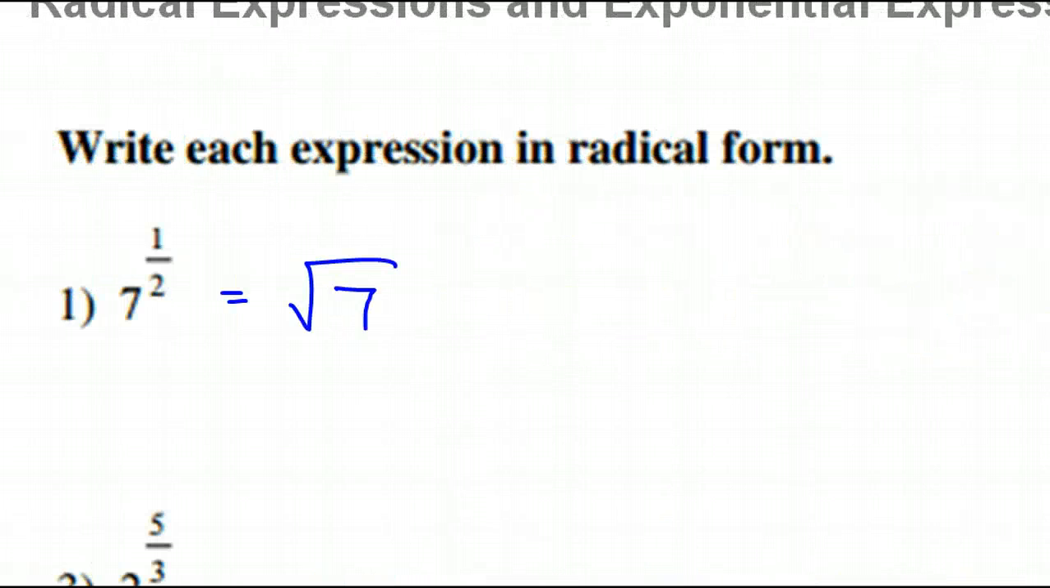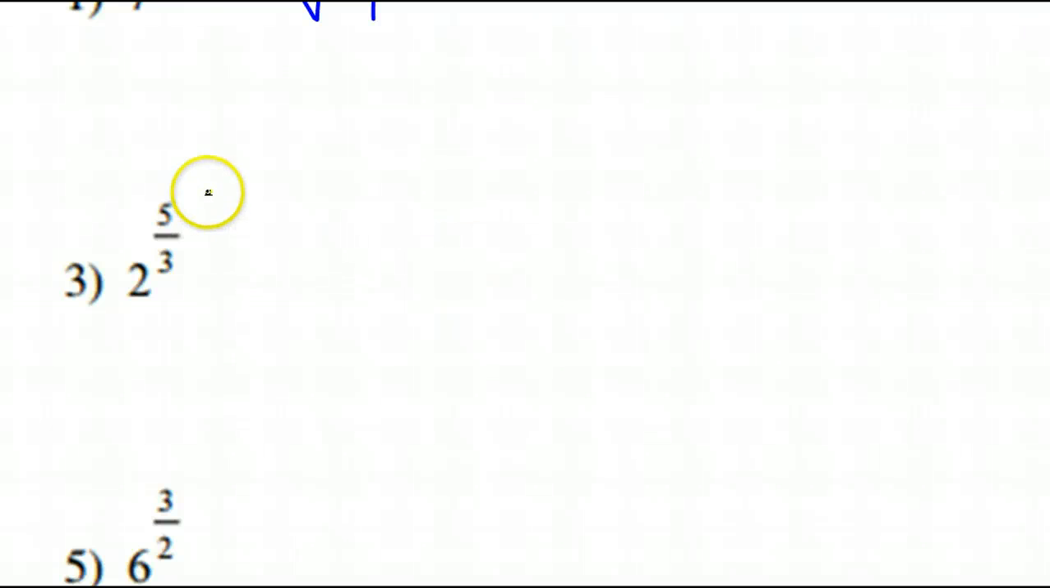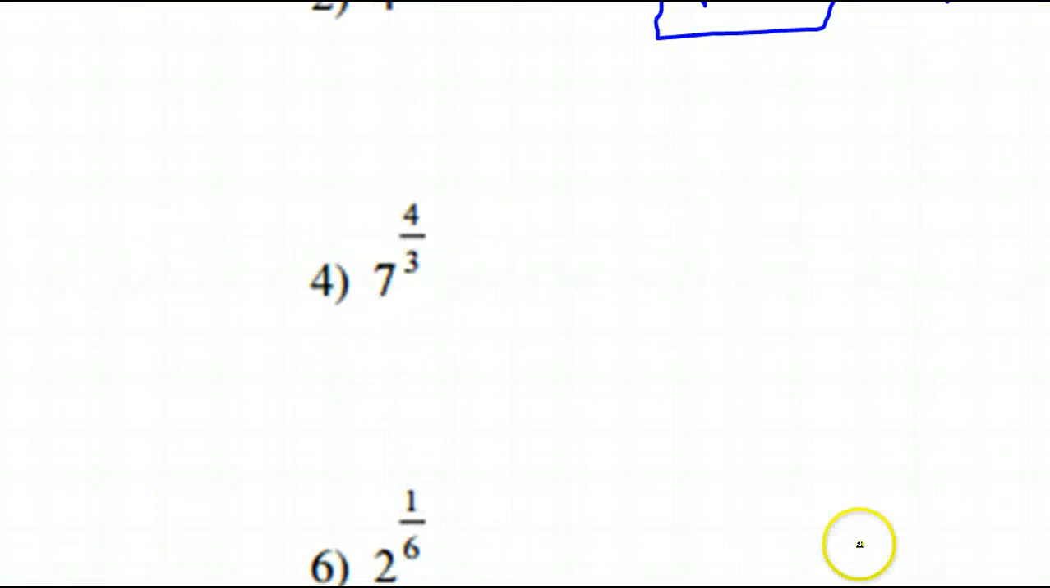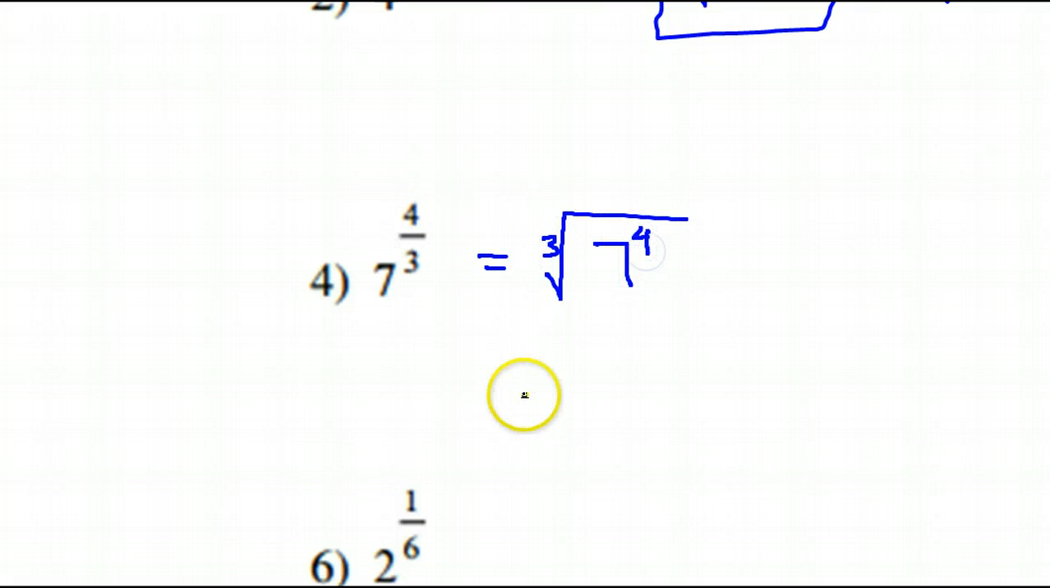Number 3. Same thing, power over root. So 3 is the root. Let's start with that. So that's cube root of 2. And then 5 is the power. So put that as the exponent. Take a look at number 4. Power over root. The root is 3. Start with that. Cube root of 7. And then 4 is the power. So 4th power.